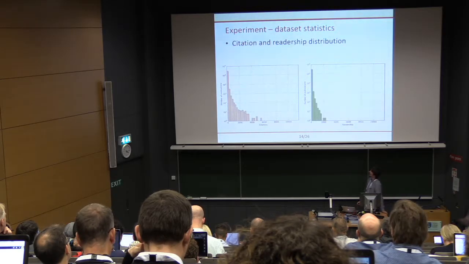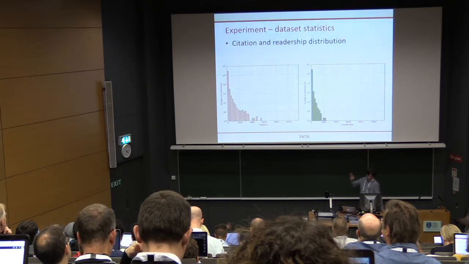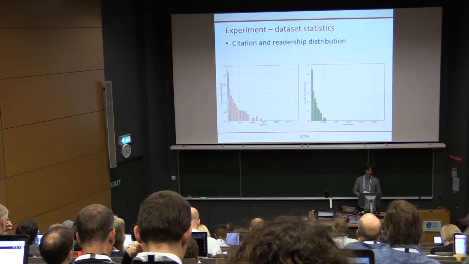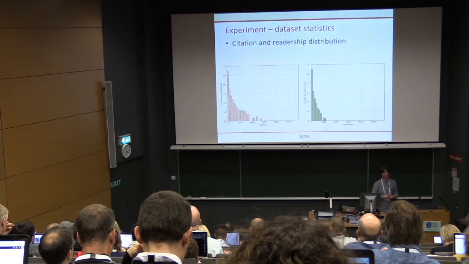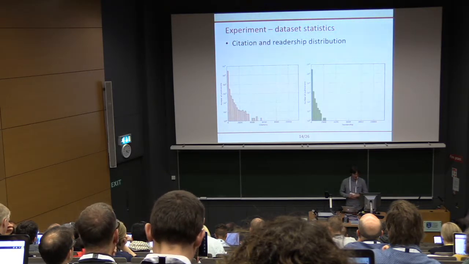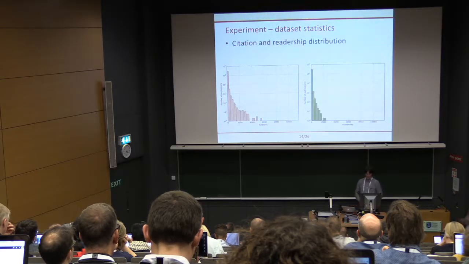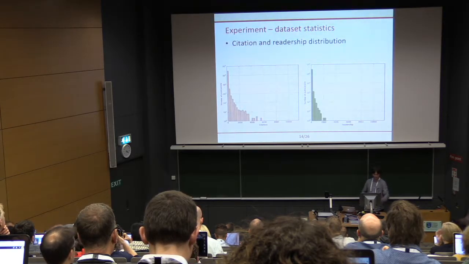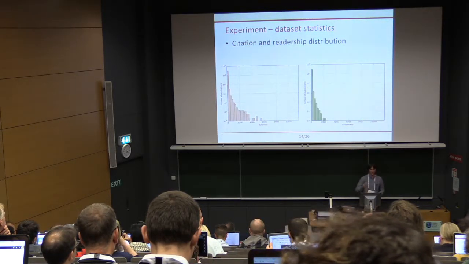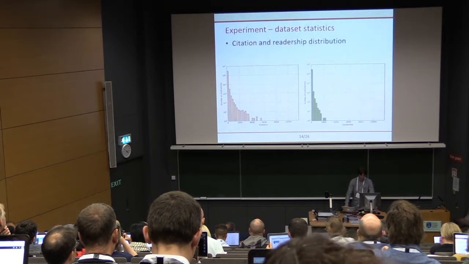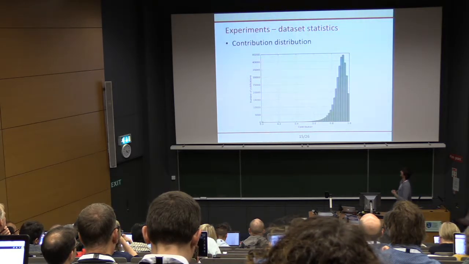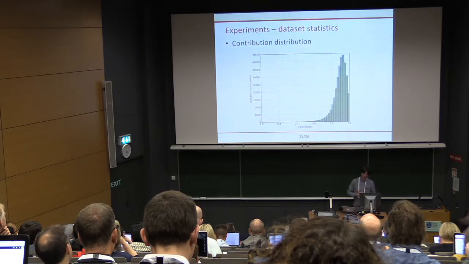did these experiments. You might be interested to see that we just wanted to check that the distribution of citations and readership is representative of what we know from the bibliometric studies, and indeed it is, because we can see long tail distributions for both citation counts and readership. On the y-axis you have number of publications, and on the x-axis you have the number of citations or the readership. And with the contribution metric, you can see that this is a slightly different distribution. It resembles a normal distribution.